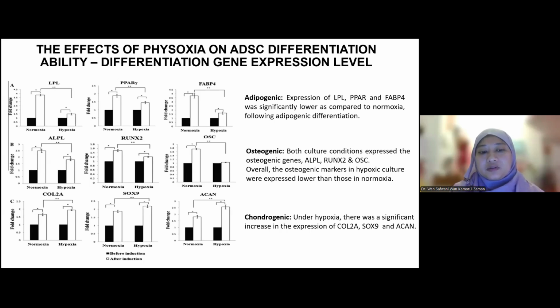But on the other hand, chondrogenic differentiation under hypoxia seems to increase. If you look at the main three genes, SOX9 and ACAN, as well as collagen 2A, the expression seems to increase under hypoxia, under 2% oxygen.